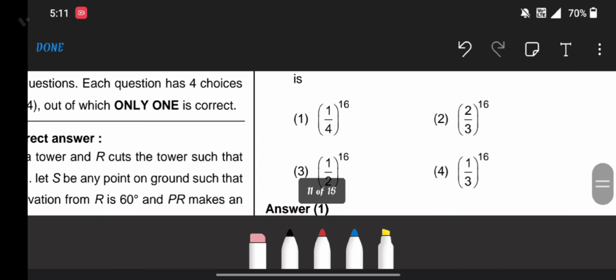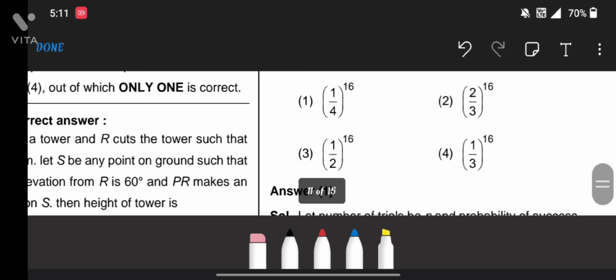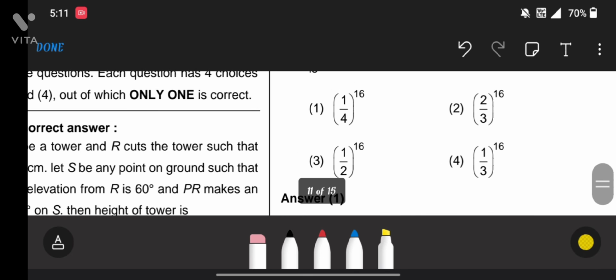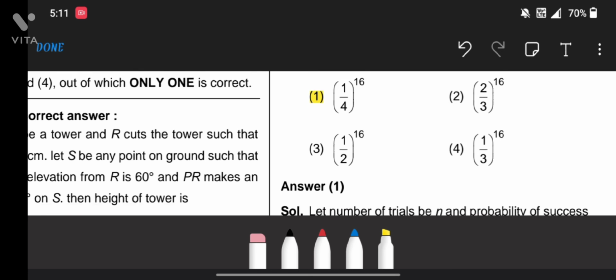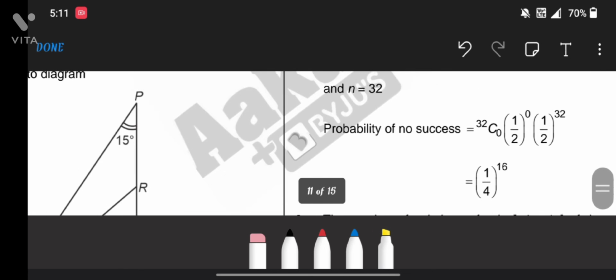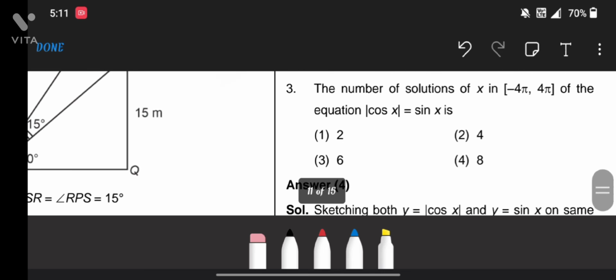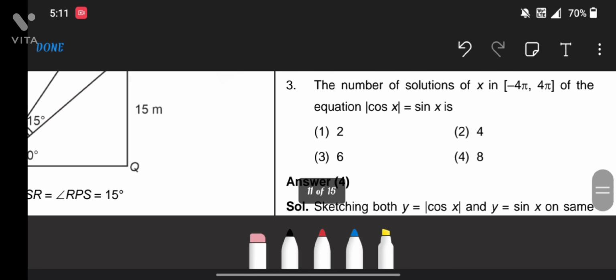If we see here the solution, the total solutions that we get here are 1, 2, 3, 4, 5, 6, 7, 8. 8 is the total solutions that we get here. So therefore the correct answer is option 4. 8 is the answer for question number 3. Let us keep on moving.